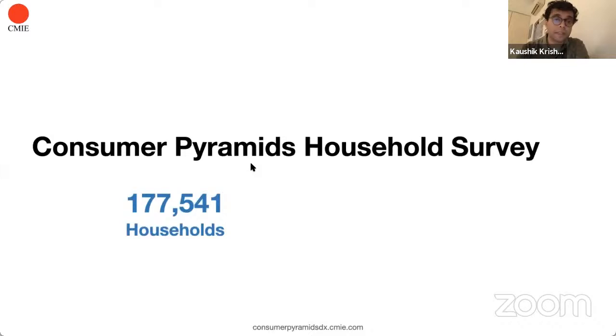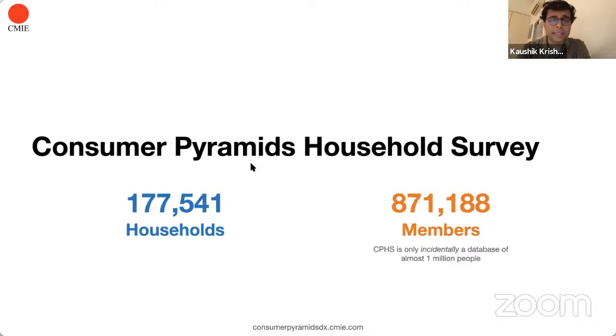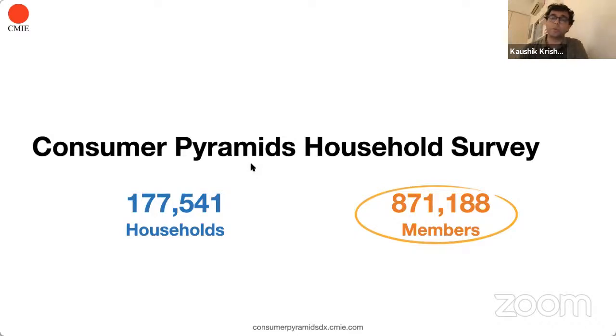There are 177,541 households that participate in every single round of the survey. But that's households. If we look at individuals, we have over 870,000 individuals inside these households who are directly surveyed by us. This is not extrapolation. These are people for whom we collect data through the survey because they are members of these households. But CPHS is only incidentally a database of these almost 1 million people. But it's exactly these people that I want to spend some time talking to you about today.